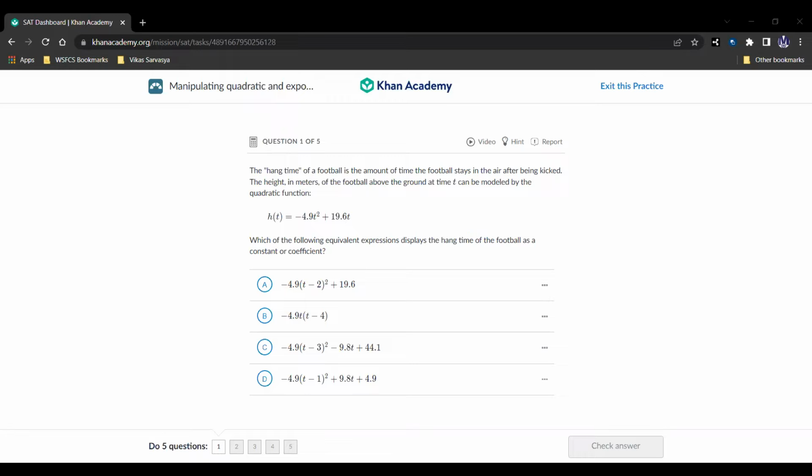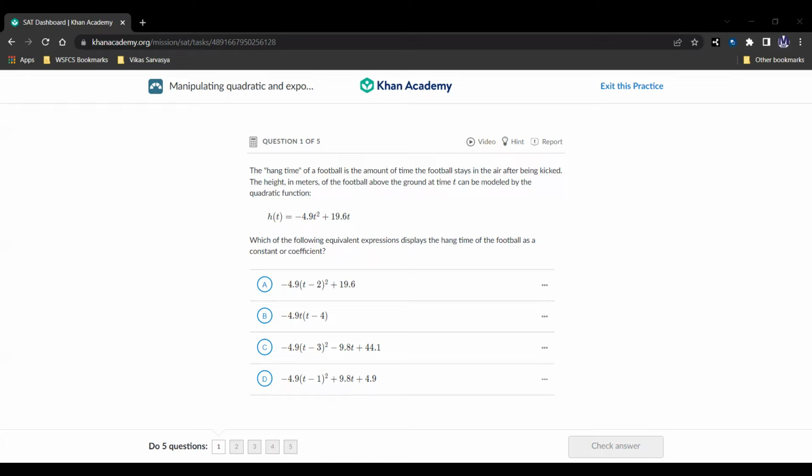Question number 1. The hang time of a football is the amount of time the football stays in the air after being kicked. The height in meters of the football above the ground at time t can be modeled by the quadratic function h of t equals negative 4.9 t squared plus 19.6 t. Which of the following equivalent expressions displays the hang time of the football as a constant or coefficient?